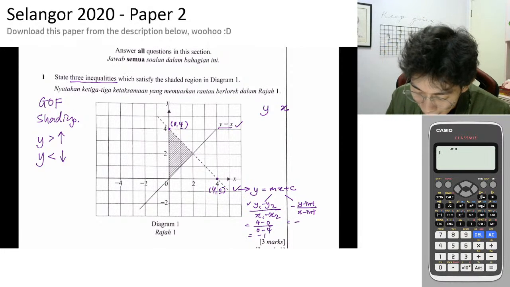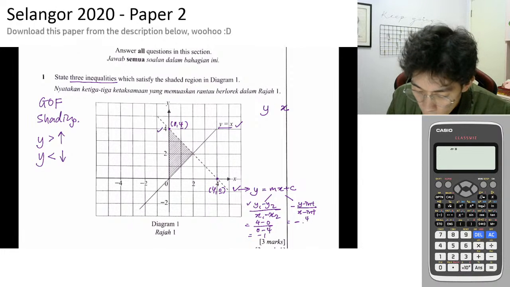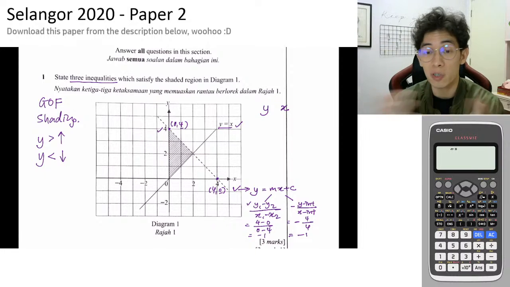So I would say negative, your y-intercept is 4 for this dotted line. You will put 4 over the x-intercept, which is 4 as well, so you get -1. So this is what I mean by I will show you both ways. So you choose either one.